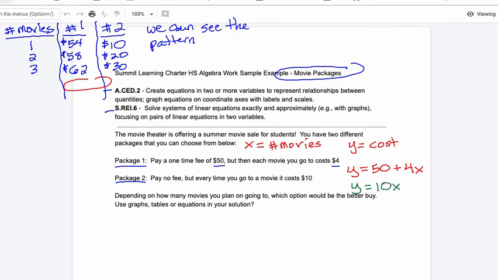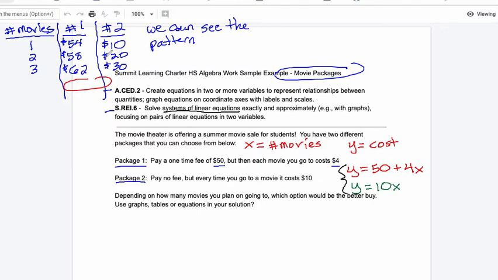Look at what we got. We have ourselves a system of linear equations. That's part of what we're going to, right? Solve systems of linear equations exactly and approximately. We have 2 different movie packages. Each one has a different equation.